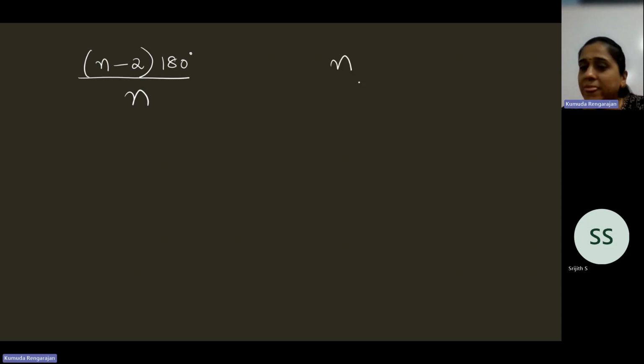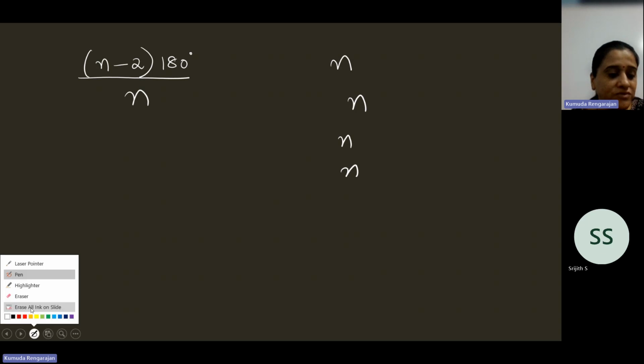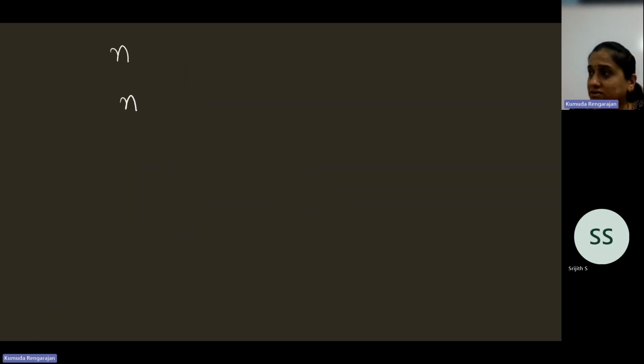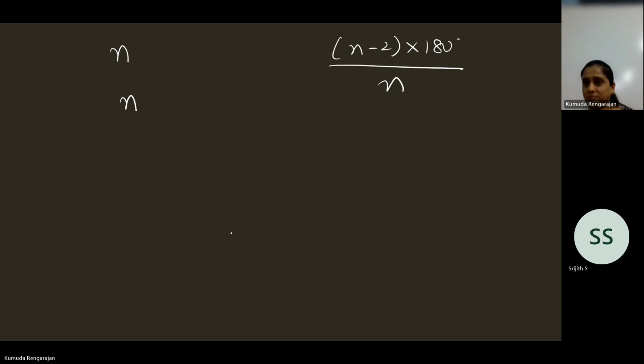Because if a polygon has n sides, it has n angles. N sides, n angles. What's the sum of all the angles? N minus 2 into 180. If all the angles are equal, each angle will be divided by n. Why divided by n? Because there are n angles. So each angle will be divided by the number of angles it has. Correct, but only if it's a regular polygon, because only in a regular polygon are all angles equal.